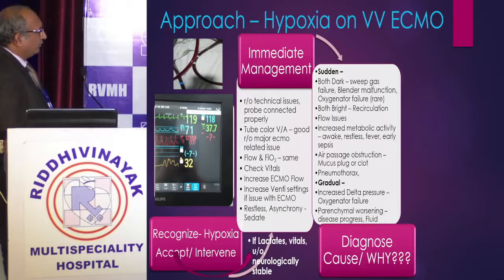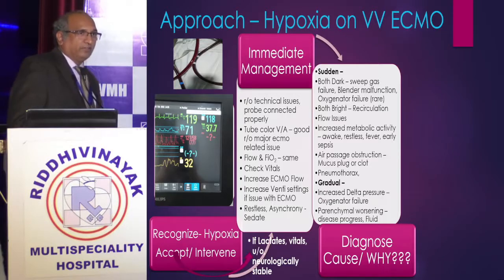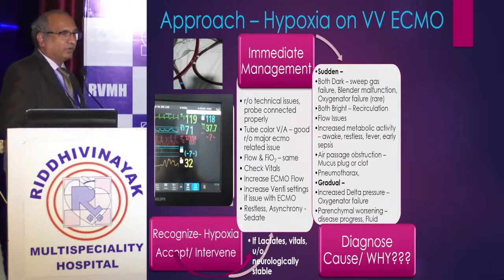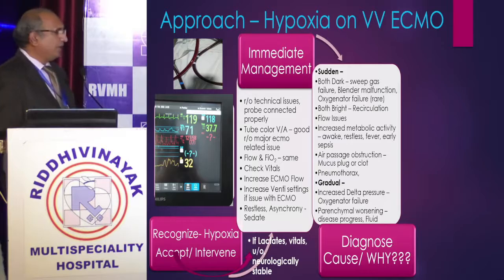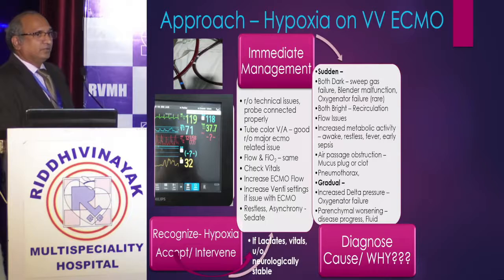Then you need to diagnose. If both the tube colors are dark, it is a sweep gas failure or blender failure that always occurs suddenly, and you have to correct that. If both are bright, as all of you have seen now, it's a recirculation. It can be a flow issue: you are not getting enough flow, and because the ECMO flow is decreased, the saturation is decreased.